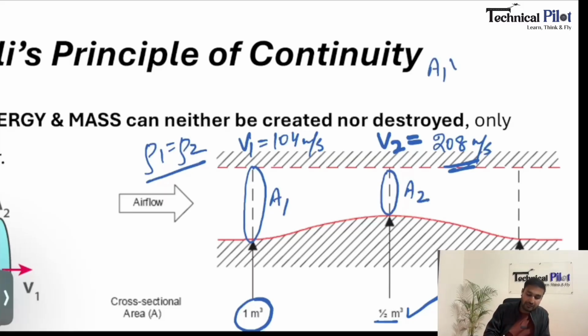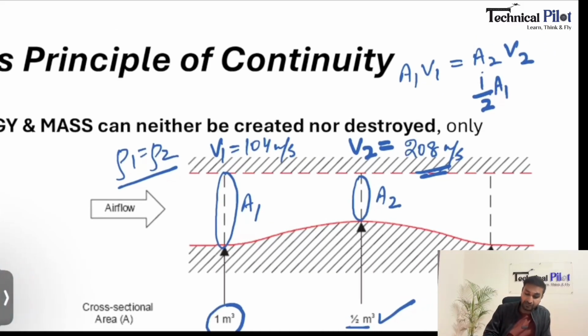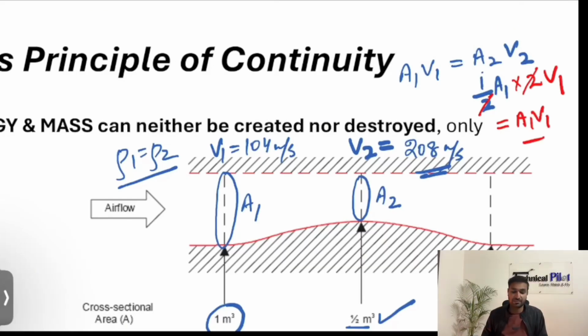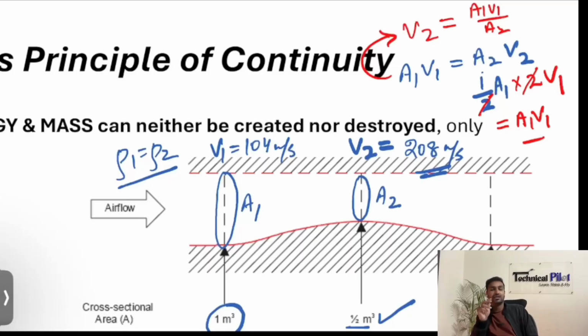Absolutely simple. A1 V1 is equal to A2 V2. The product is constant. If I am saying that this is half of A1, then obviously to get the product equal to A1 V1, I must increase the velocity 2 times, then only it will cancel out and I will get the same A1 V1. Yes or no? Now try it yourself, take V1 out from here. V1 is equal to A2 V2 upon A1. If one parameter is half, the other must be doubled, then only the product will remain constant, the product will remain the same.